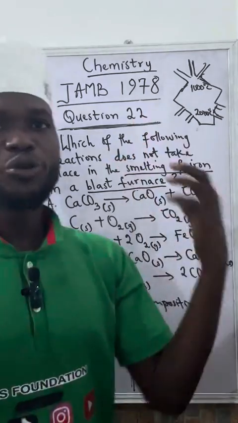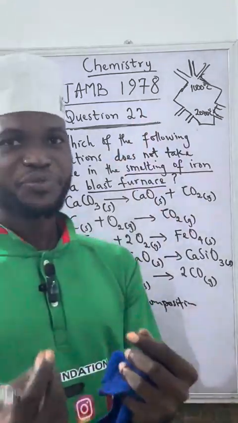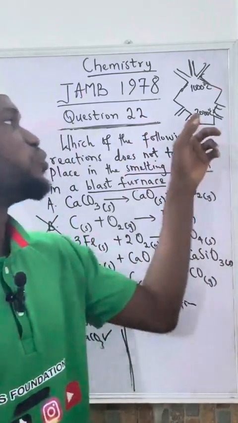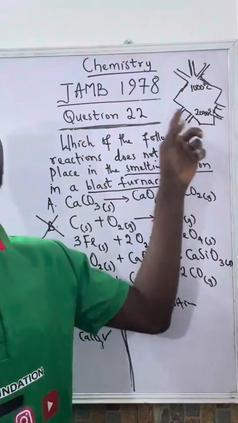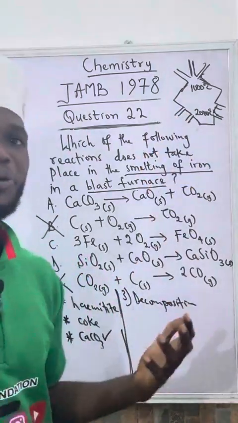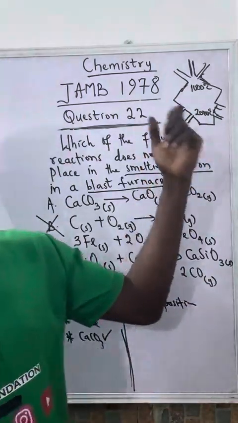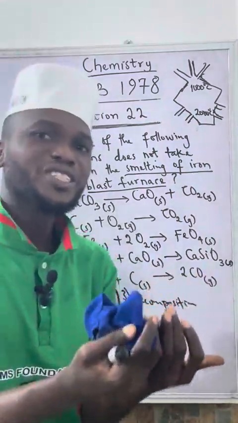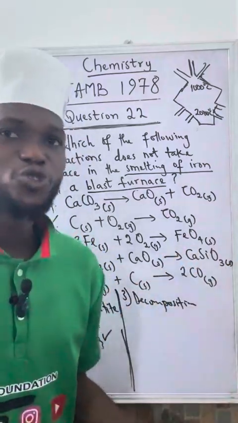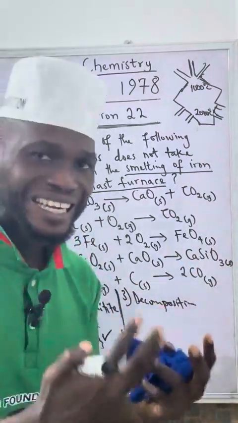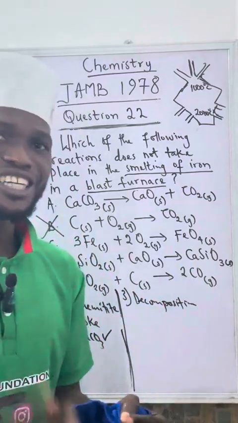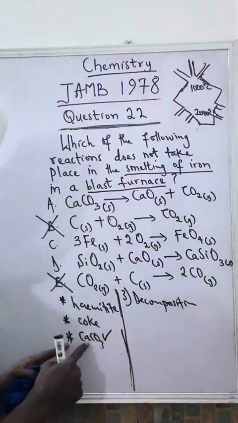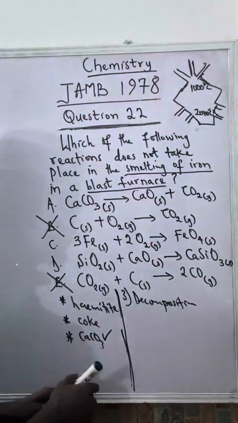Every rock always contains some sand particles. We want to remove those sand particles. We don't need them inside this blast furnace. So we now need calcium oxide, which is quicklime, to combine with silicon dioxide in order to form what we call slag, which is calcium silicate. I'm coming there, but before that, we first need to decompose this calcium carbonate.